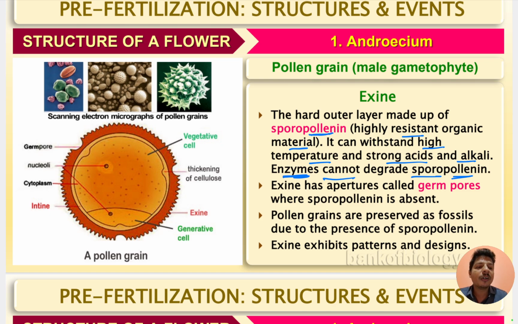The exine has apertures called germ pores. Aperture means a small portion where the exine layer is not present, or the sporopollenin is absent. Pollen grains are preserved as fossils due to the presence of sporopollenin. The exine exhibits patterns and designs. This type of pattern you can see in the diagram is made by the exine only.